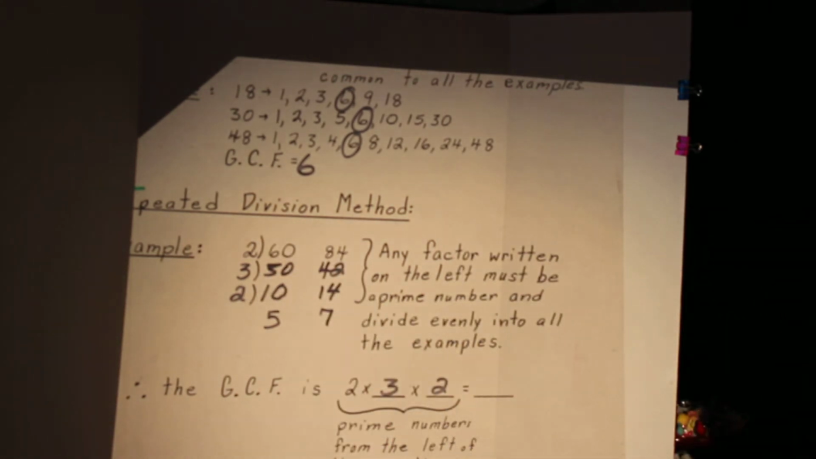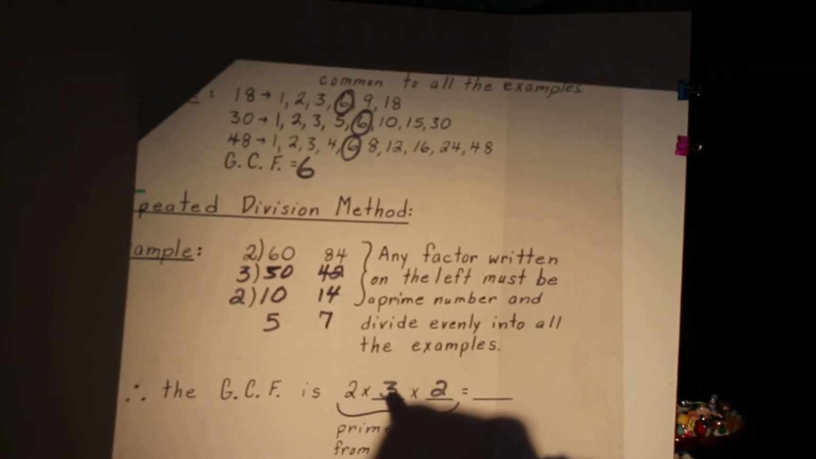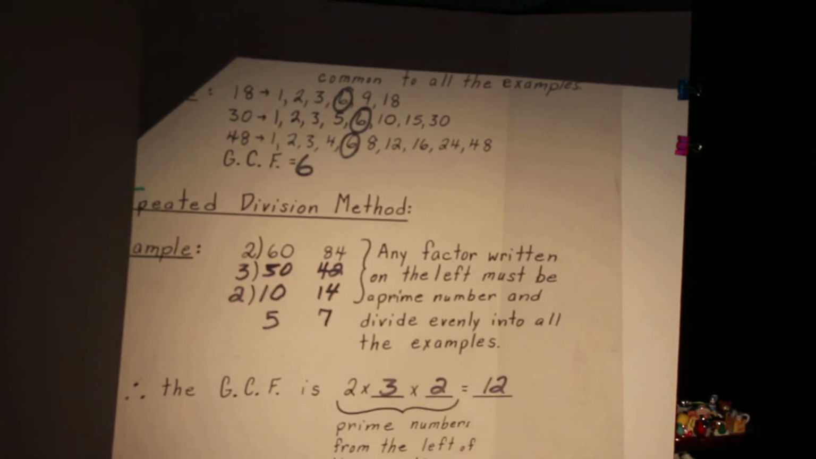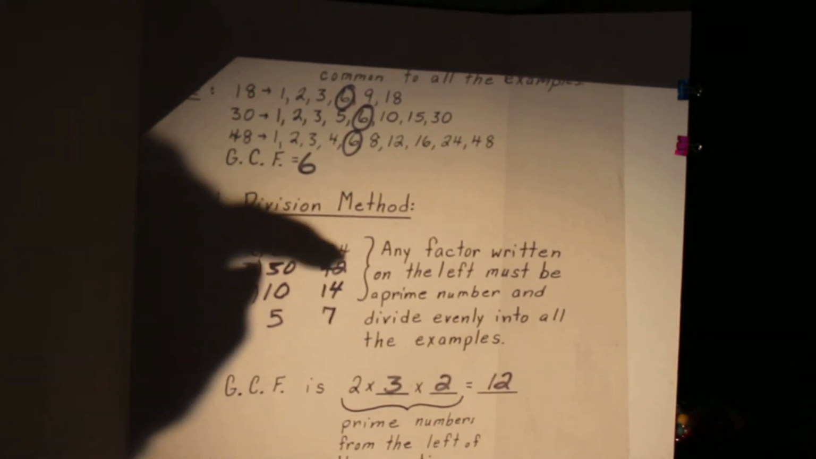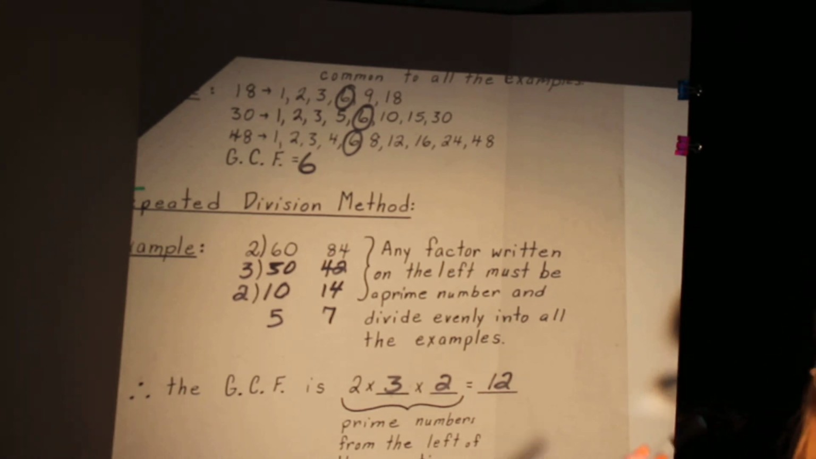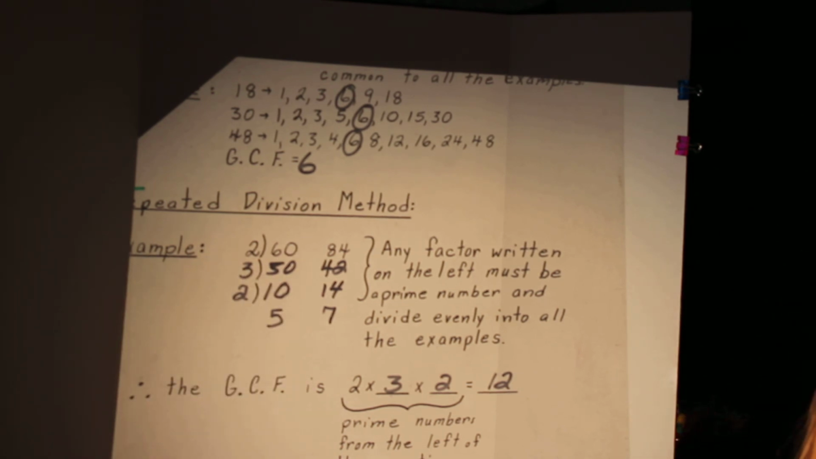Multiply it out. 2 times 3 is 6. 6 times 2 is 12. The greatest common factor of 60 and 84 is 12. Sometimes you can figure it out just by doing it in your head. And sometimes as the numbers get larger, you can't do that. We're going to look next at least common multiple, and that'll be lesson 24.